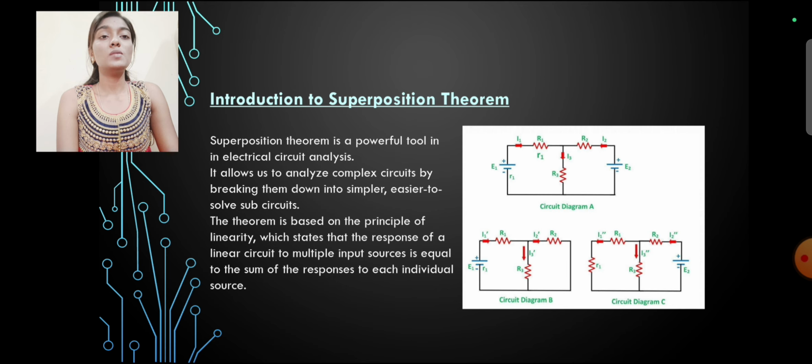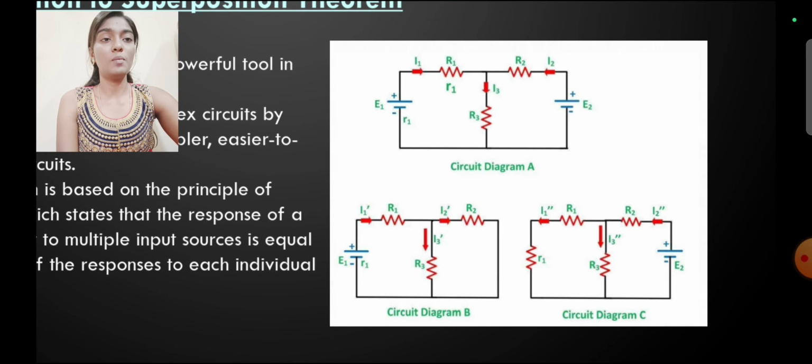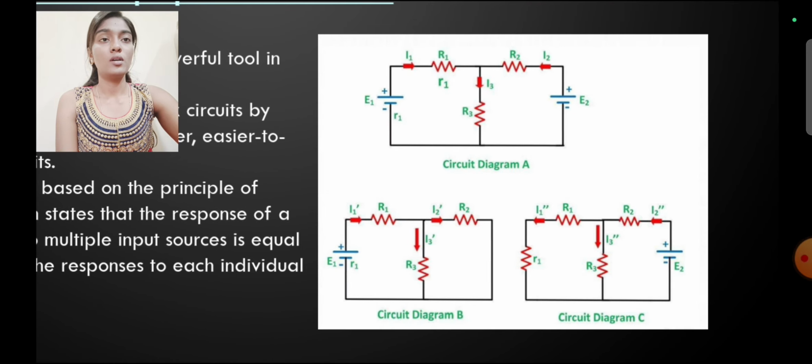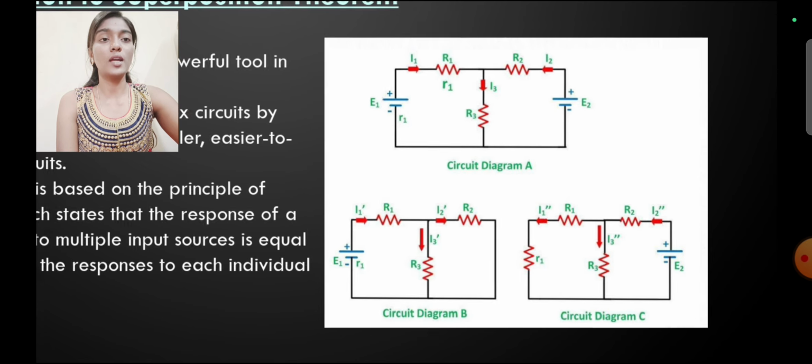The theorem is based on the principle of linearity, which states that the response of a linear circuit to multiple input sources is equal to the sum of the responses to each individual source. You can see the circuit diagrams A, B and C, which consist of three resistors, voltages and the current flowing through them.